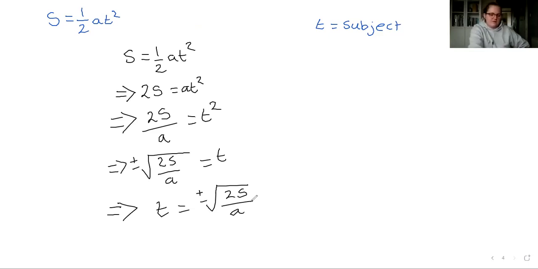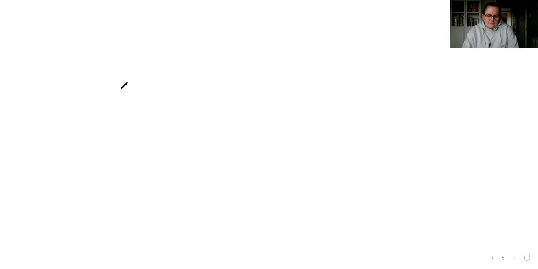I'm going to show you a third example of rearranging a formula. So the final example, again, is another question that has come from an A-level maths paper. So these aren't GCSE questions, these are from A-level questions. We're going to make X the subject of the equation.